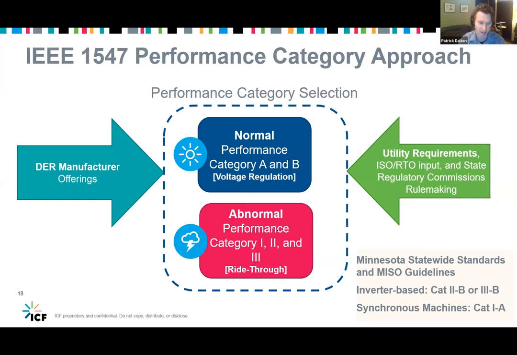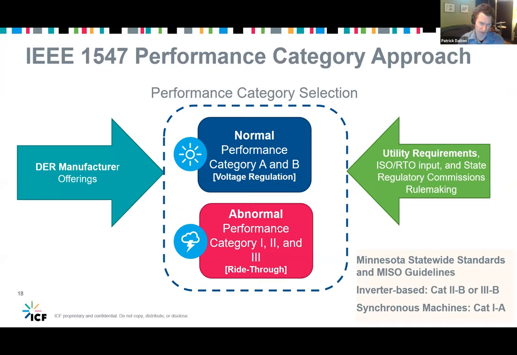It's a required set of capabilities and functions, both in normal operations, so when everything is operating correctly, steady state, sunny day, no problems on the grid, perhaps just trying to regulate normal voltage excursions or deviations, or maintain voltage within the band is probably a better way to put it. But also there's performance categories for abnormal conditions. So when there's a fault on the grid, a voltage event, a frequency event, low voltage ride through and frequency ride through are functions that are required.